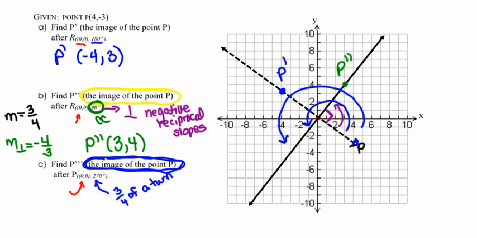And again, I'm just going to do the counting because point P triple prime is going to have to be the same distance away from the center of my rotation as point P was. So I'm going to go down 4 and over 3. And that gets me to the image of P after a rotation of 270 degrees. So looking at the graph now, the coordinates of point P triple prime are going to be (-3, -4).